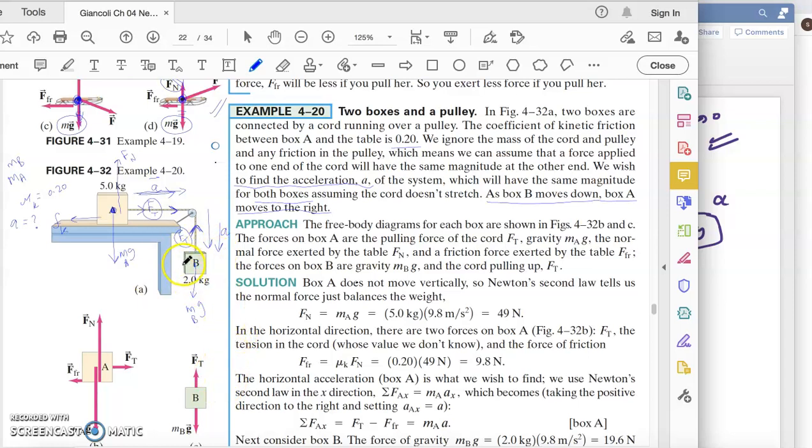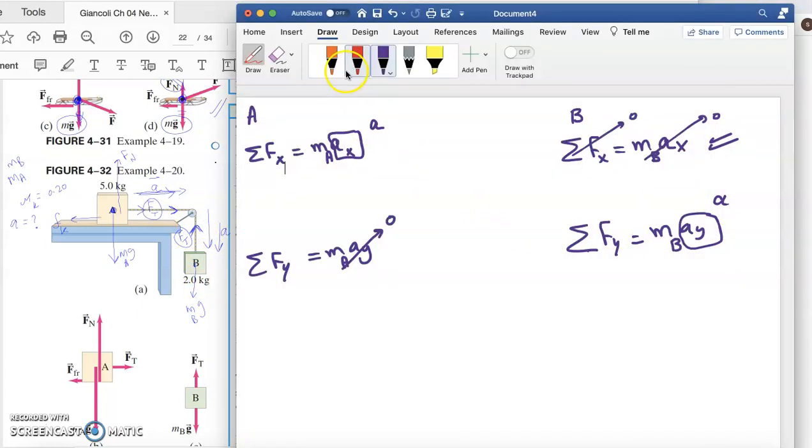Is there any other force on object B? No. Any friction? No. Any normal force? No. I see many students putting a normal force on B here. This is not correct, and if you put it, definitely your solution will become wrong. Object B is not acting on any surface, so definitely there is no surface reaction. There is no normal force on object B. Only two forces. So come back and apply our forces.